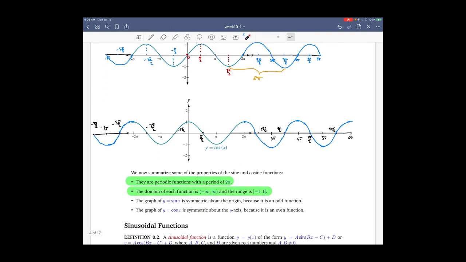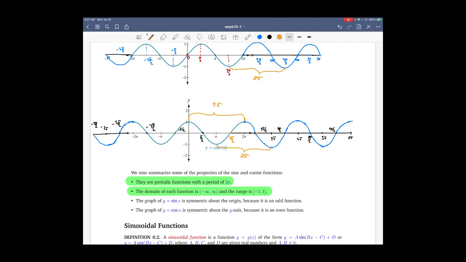Same for cosine x. This distance is 2 pi, which is 1 period. This distance is 2 pi. The distance between two consecutive zeros is again pi. This, for instance, is 3 pi over 2. This is 5 pi over 2. The distance between them is pi.